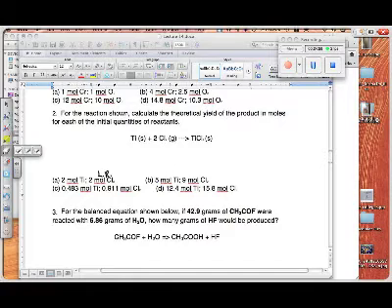B, 5 moles of titanium versus 9 moles of chlorine. 5 divided by 1 is 5. 9 divided by 2 is 4.5. So chlorine again is the limiting reactant. I would use the 9.